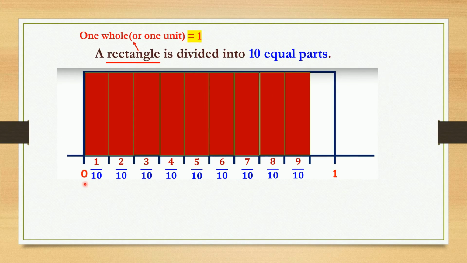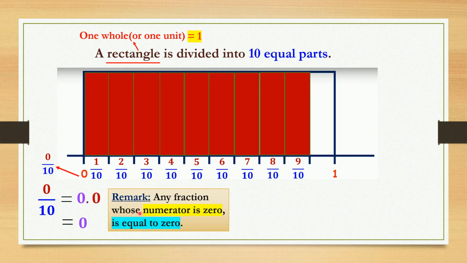Now, the number 0, if we have 0 pieces colored out of 10, we actually can write it in the form of the fraction 0 over 10. 0 pieces out of 10, it's equal to 0. So 0 over 10, it's equal to 0.0. We can make 0 whole rectangles, and we have 0 pieces out of 10, which is equal to 0. Remark, any fraction whose numerator is 0 is equal to 0.